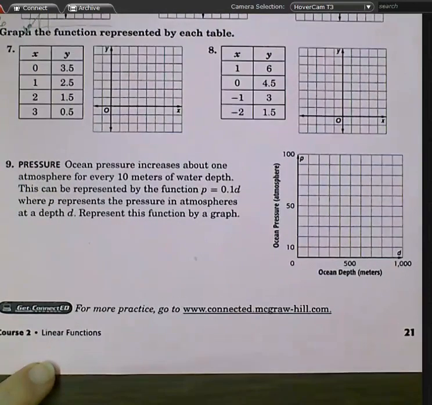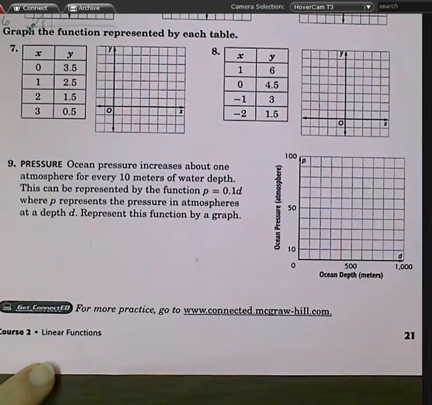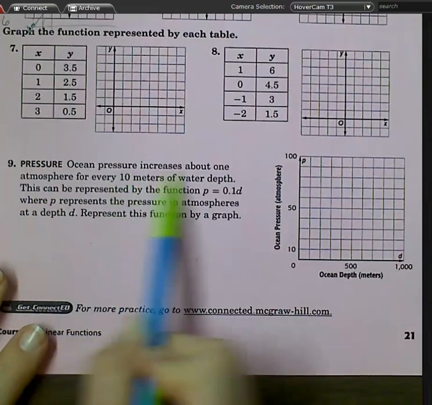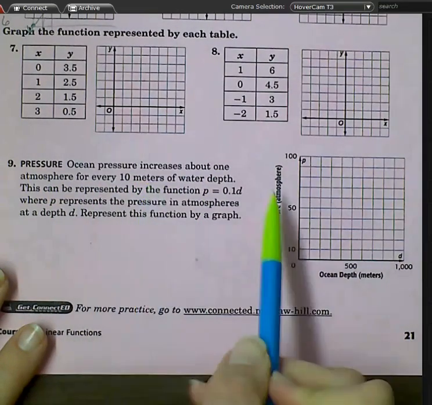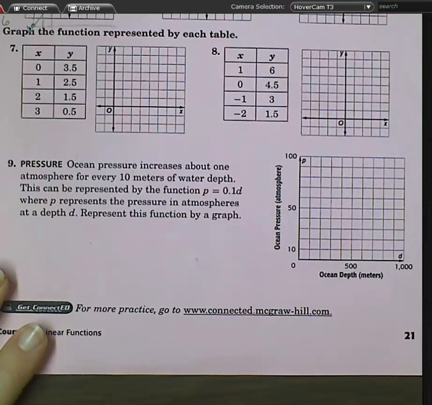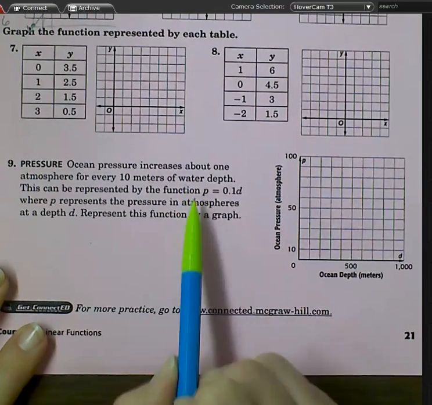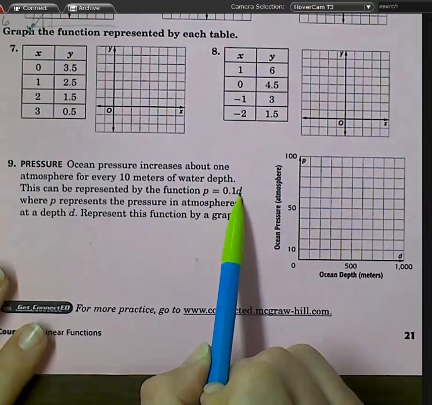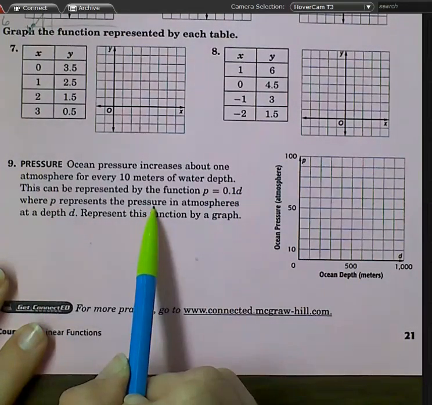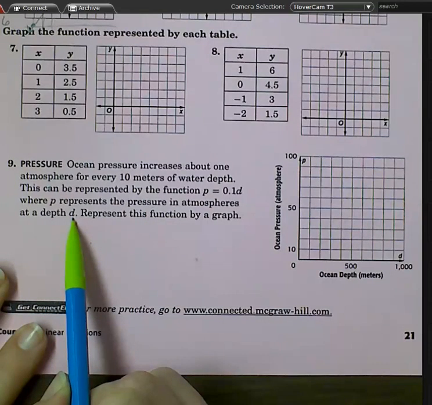When we talk about story problems, now there are some limits. Now we have to pay attention to what makes sense in the situation. Okay? Ocean pressure increases about 1 atmosphere for every 10 meters of water depth. This can be represented by the function P equals 0.1, because that's 1/10, D, where P is the pressure at a depth D.